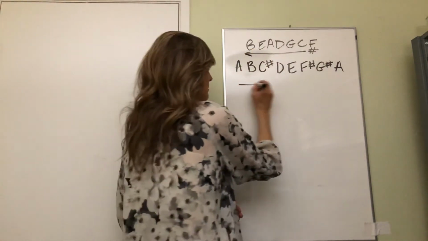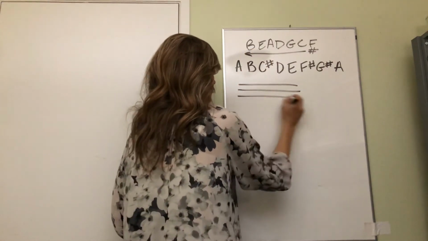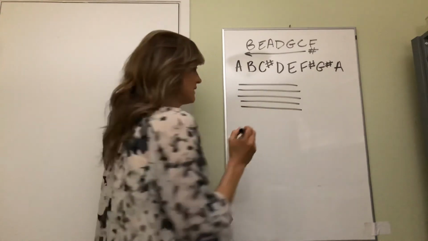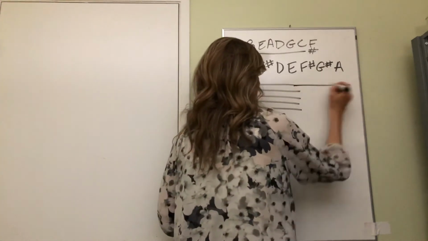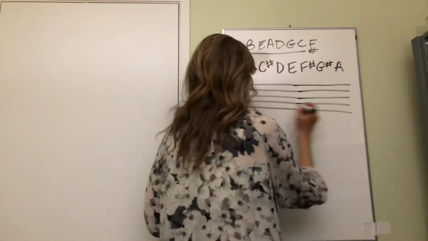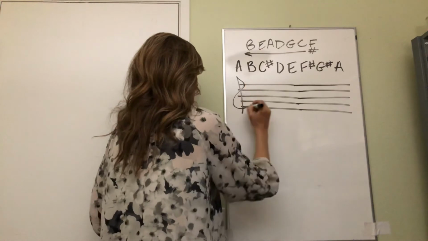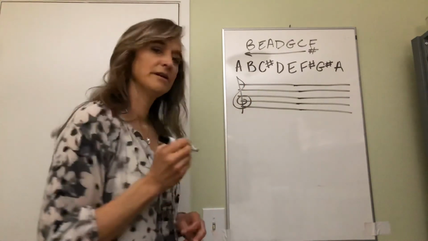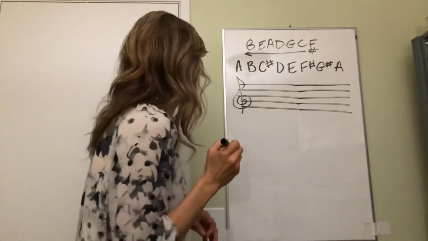So now I'm going to draw my 5 lines. Go ahead and draw your 5 lines, and maybe make them a little bit longer so you can do a couple key signatures. Draw your clef. Don't worry if it's ugly. I can teach you that later.